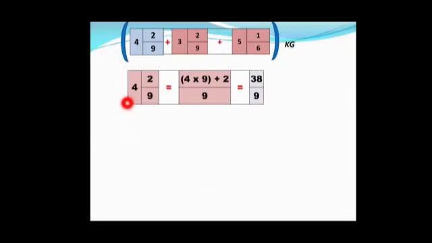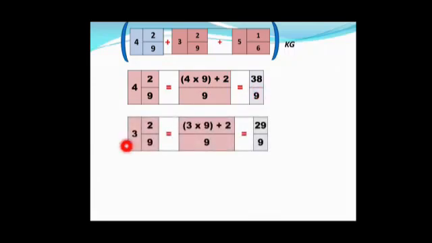Now all these are mixed fractions, so we have to convert them into improper fractions. For that we know what to do. Here we are multiplying 4 by 9, and adding 2, that is the numerator. So 4 9s are 36, 36 plus 2 is equal to 38, so 38 by 9. Now 3 and 2 by 9 is equal to 3 9s are 27 plus 2 numerator is equal to 29 by 9.